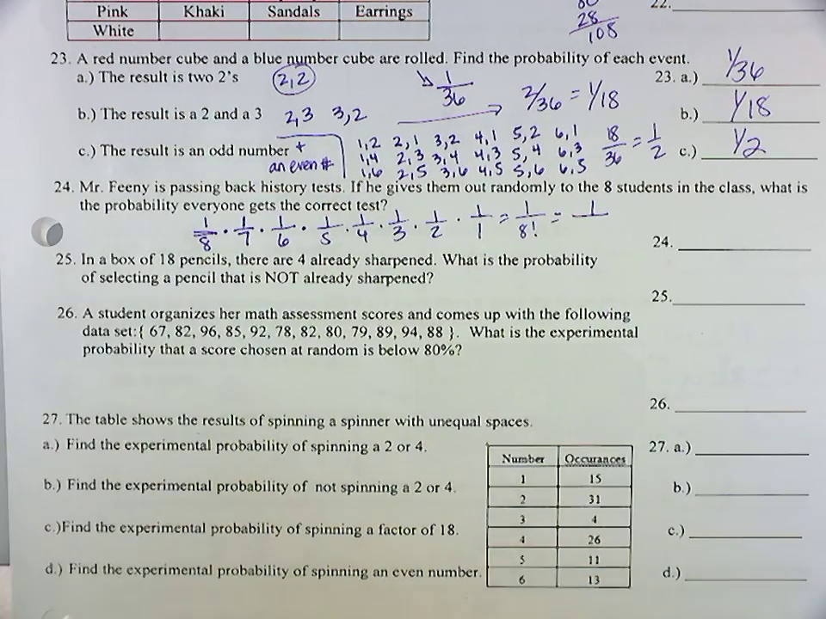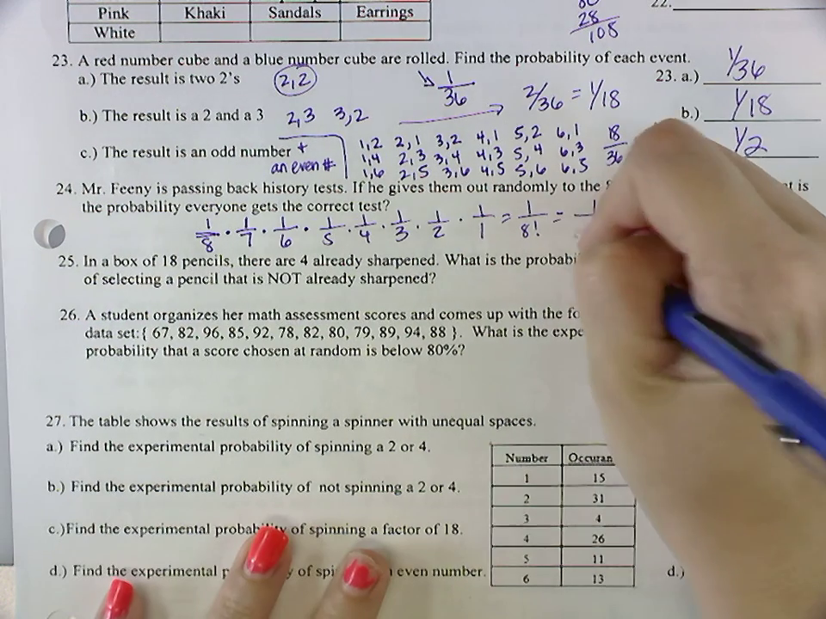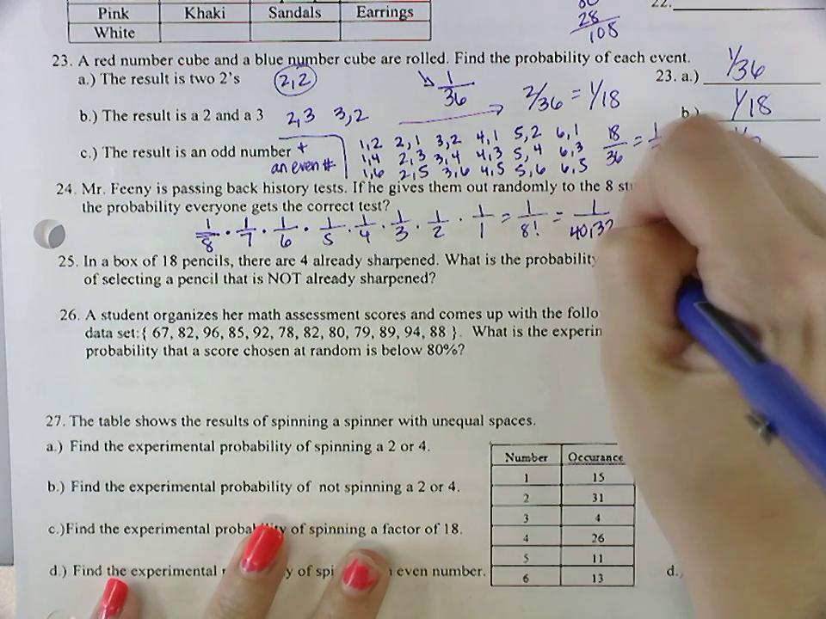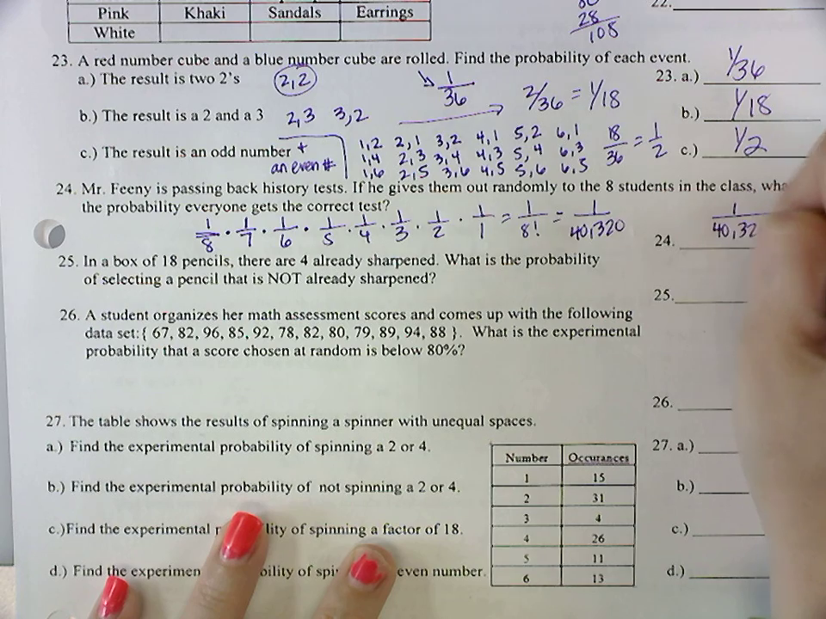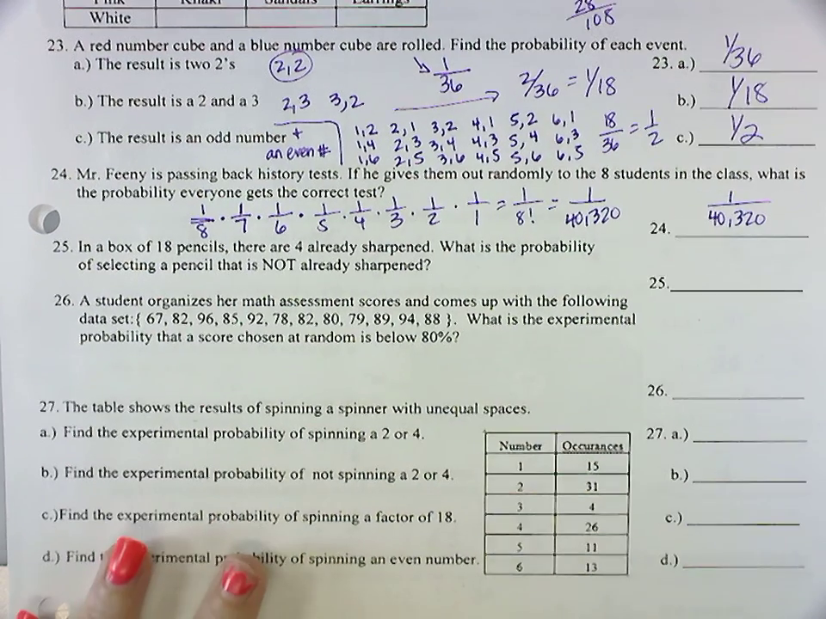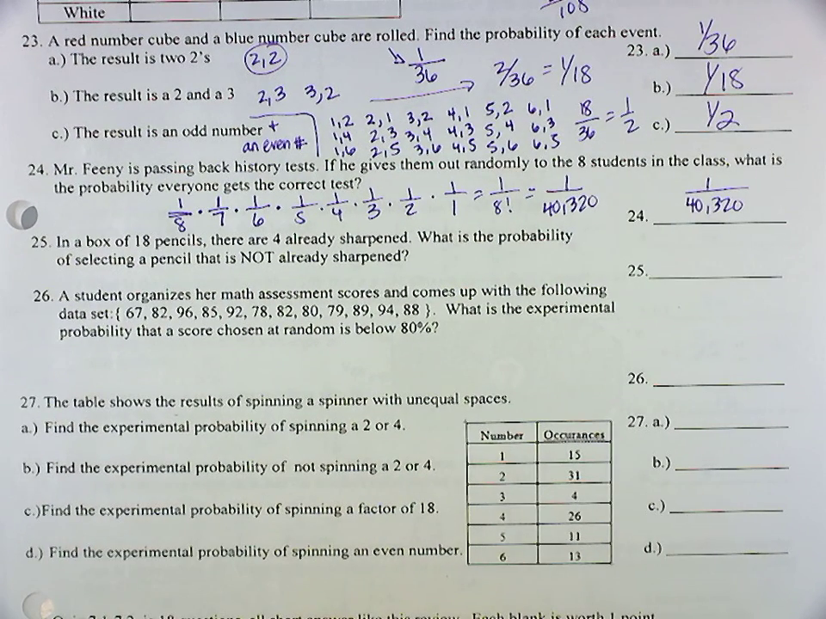If we do 8, and then we're going to go to math, arrow over to probability, and you should get 40,320. So he has a 1 in 40,320 chance that he's going to give them back to the correct students if he just does that randomly.